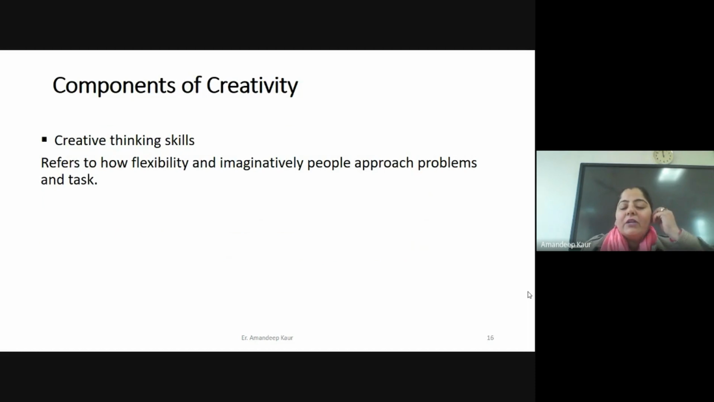The third major factor of creativity is the creative thinking ability. So creative thinking ability refers to how flexibly and imaginatively the people approach problem and task. So sometimes the teacher needs to give ill structured problems to the student, rather than defining the whole structure. The student needs to reframe that problem and divide that problem into a number of subparts, and once the problem is understood by the student, it is possible for the student to devise two different kinds of thinking pattern and use their ability to solve a problem.